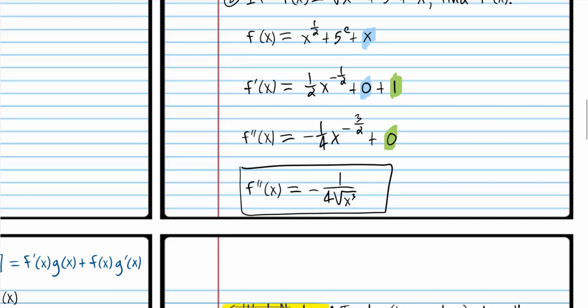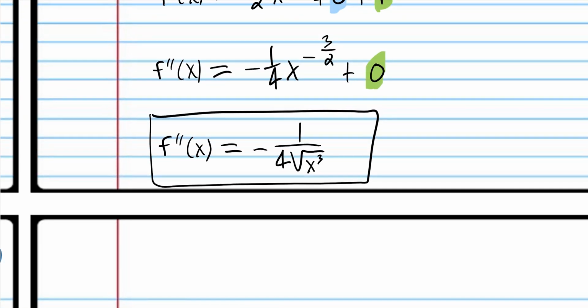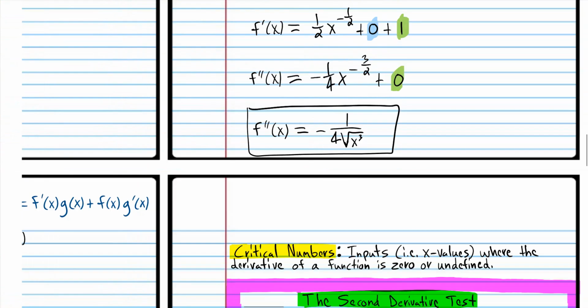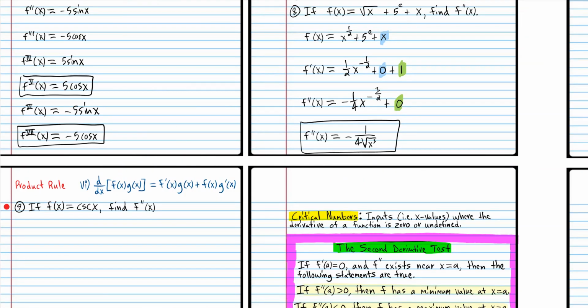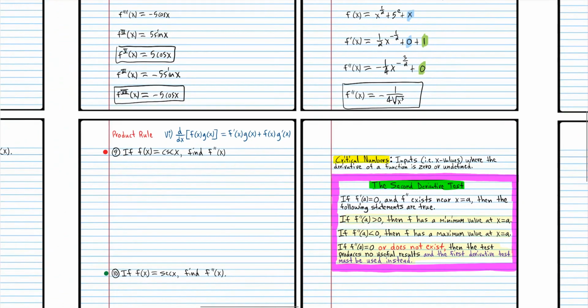So those are higher derivatives. You're going to be expected to know how to find f triple prime or f quadruple prime, the third derivative, the fourth derivative, the fifth derivative, but the reality is you're really not going to use those derivatives. You're only going to use the first derivative and the second derivative 99.999% of the time in your calculus curriculum.